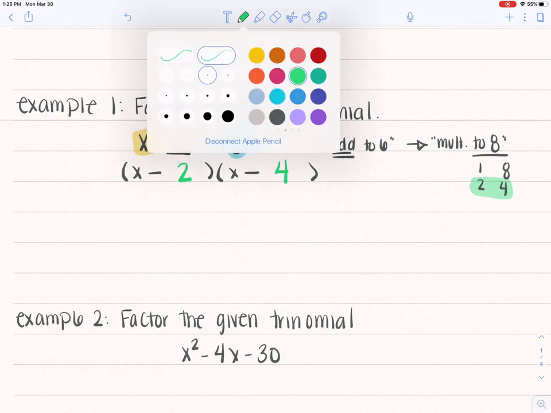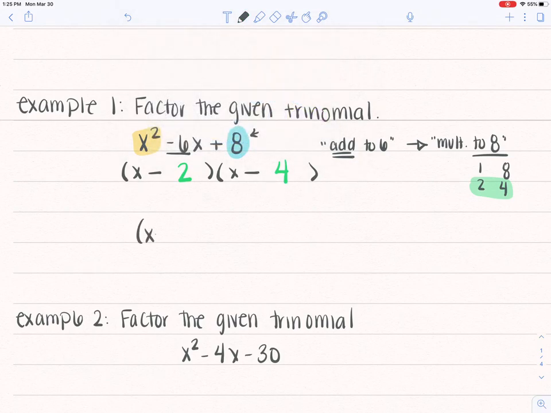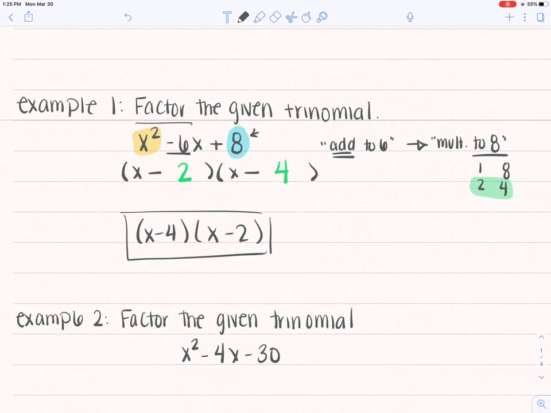Order does not matter for these. If you were to write it as x minus 4, x minus 2, either one of those would be correct. And so that, or the one up above with the order flipped, would be your final answer. We are just factoring the trinomials.